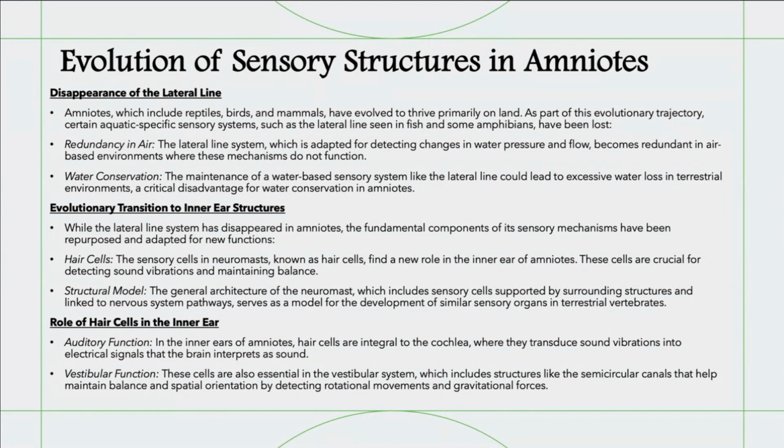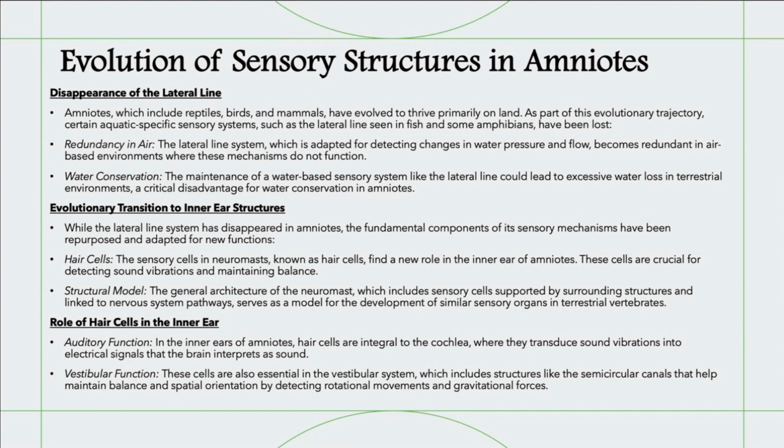So the role of the hair cells in the inner ear of the amniotes: the hair cells are integral to the cochlea. The cochlea is a structure inside of the inner ear that has liquid in it. This liquid is going to be released and push on these hair cells. When it pushes on these hair cells, some ion channels within the nerves are going to open, and this is going to start that electrical signaling to the brain. And that is how we determine that we've heard sound.